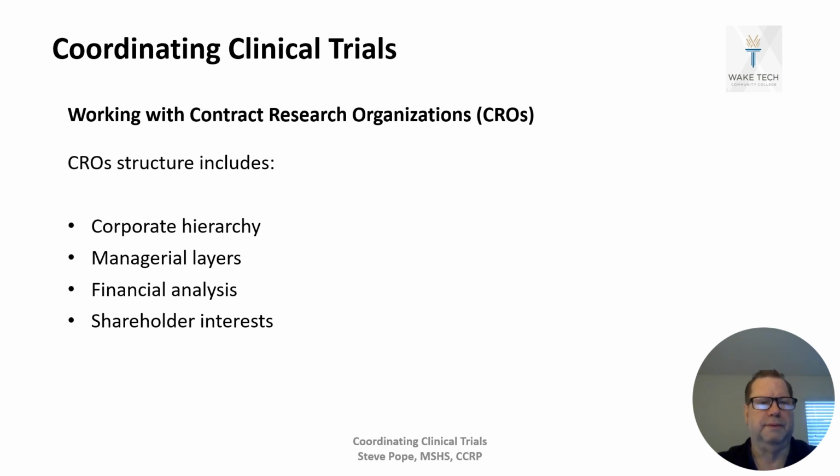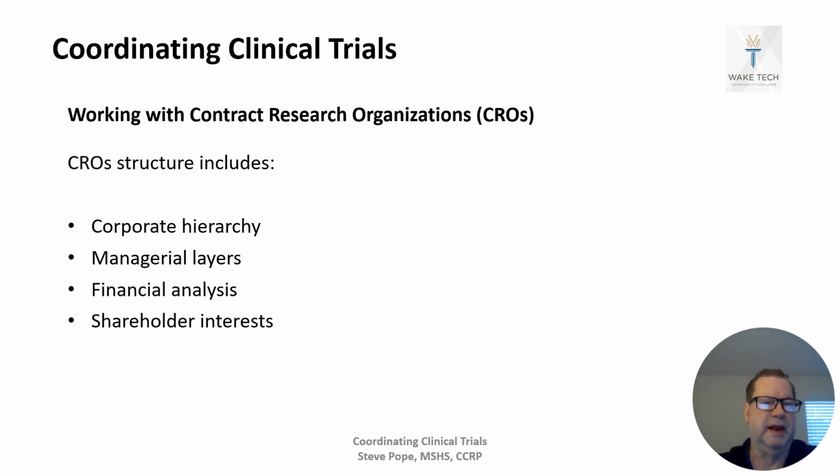So let's talk about the structures of CROs. First of all, we want to know that these are corporate entities, so they have a corporate hierarchy. They've got functional areas like finance and information technology, operations, HR, etc. They also have managerial layers. So you've got middle managers, you've got executive level managers in the organization, and some of these organizations are very large. Some are in the billions of dollars of annual revenue.